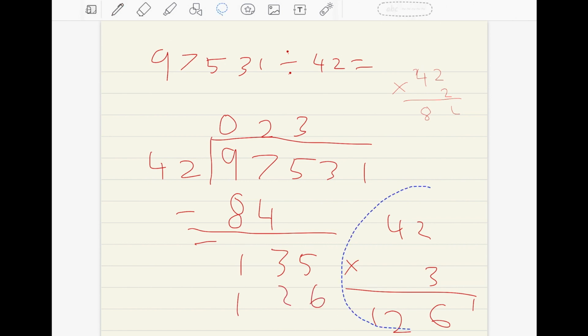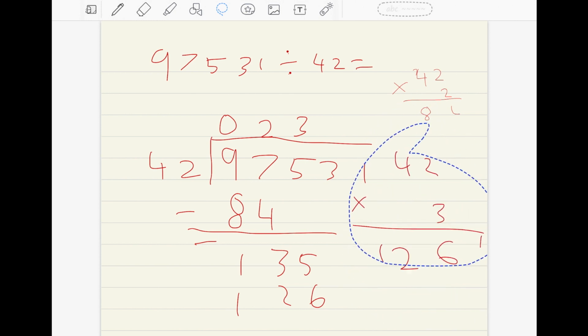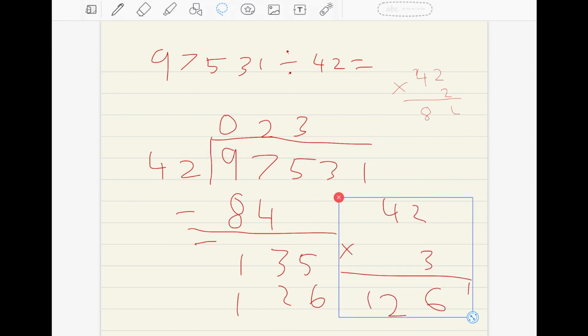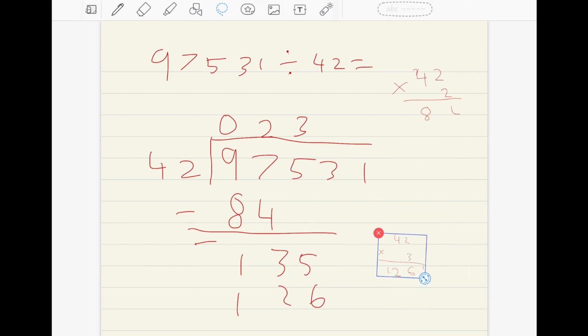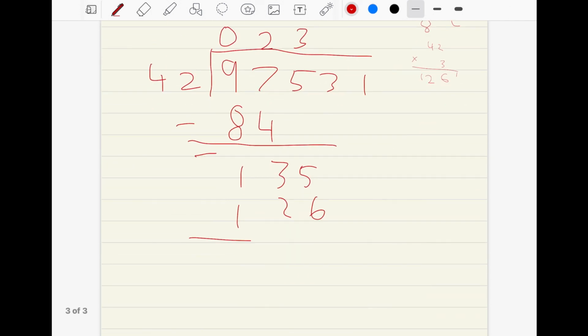Then we use this lasso to get it out the way and resize it. Okay. And we put it below the other multiplication. And then we subtract it again.